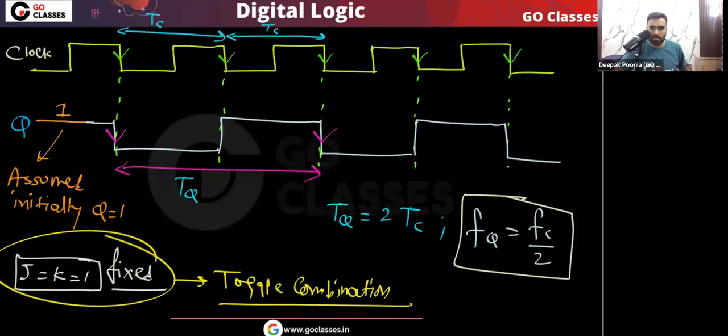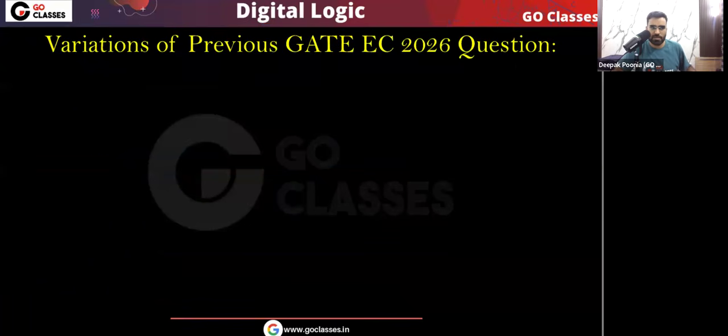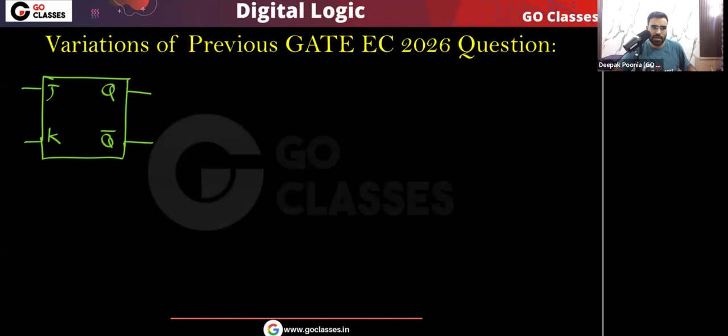Now let me tell you some variations in this question. What are the possible variations? The possible variations are that it doesn't matter if you have positive edge triggered or negative edge triggered. Let's assume they give you a JK flip flop that is positive edge triggered. Then will the answer change? What do you think? This is Q bar. Here you can see this symbol, it means positive edge triggered.